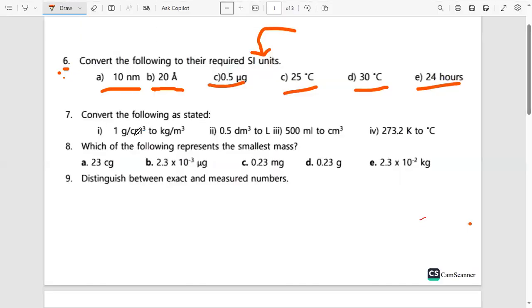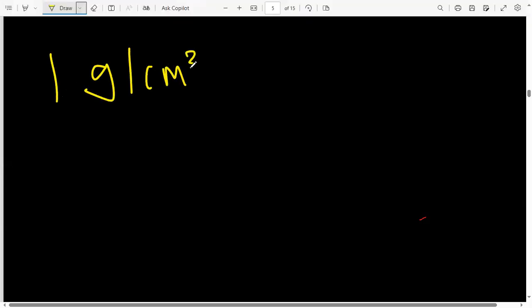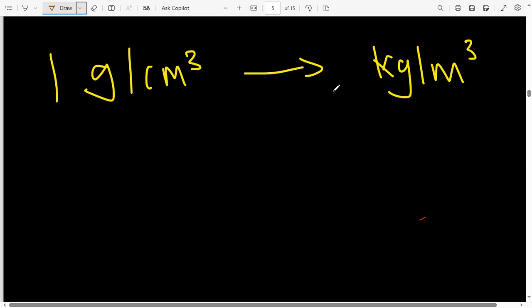And then let's look at this one here. They're saying convert the following as stated. Here we are given 2 units that are dividing each other. We are converting 1 gram per cubic centimeter to kilogram per cubic meter. Here you have to listen carefully. We have 1 gram per cubic centimeter, and we want to convert this to kilograms per cubic meter.